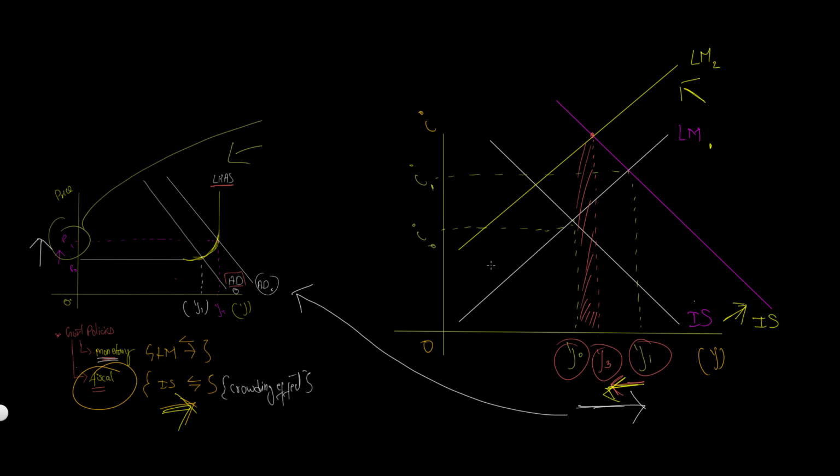Just keep in mind, whenever the IS curve shifts towards the right, that would cause an increase in output level. That increase in output level will cause our AD to shift towards the right, and when the AD shifts towards the right, that would cause an increase in prices. And therefore we would see a leftward shift in the LM curve, and that would reduce our overall increase in the aggregate output in the economy.